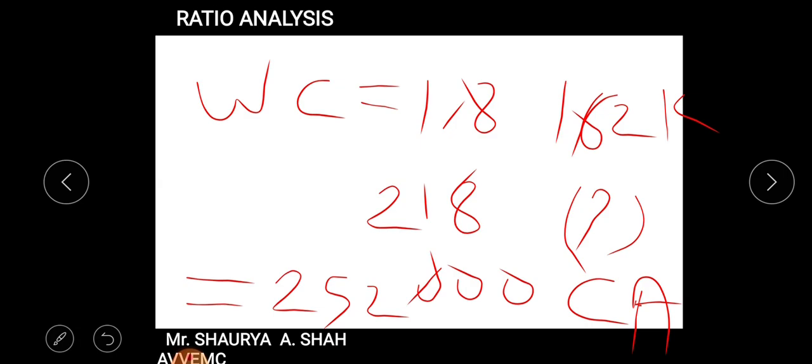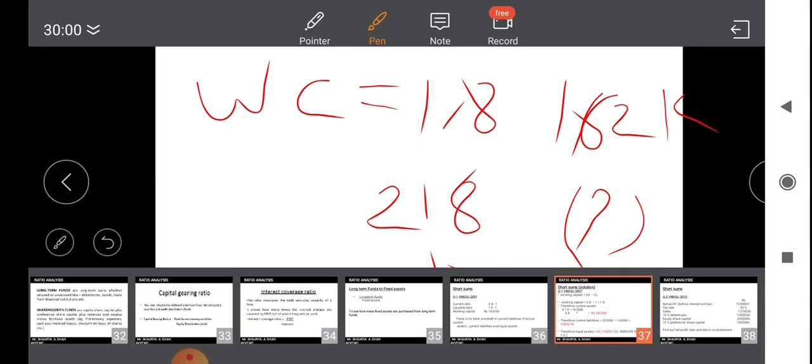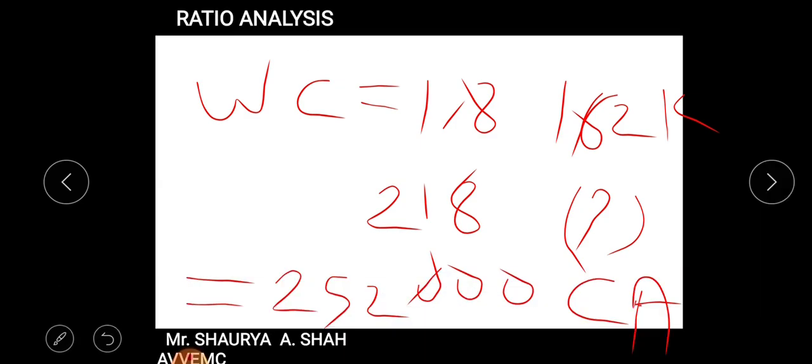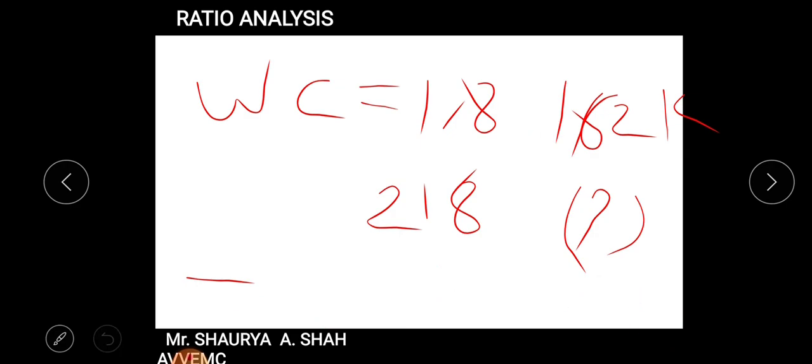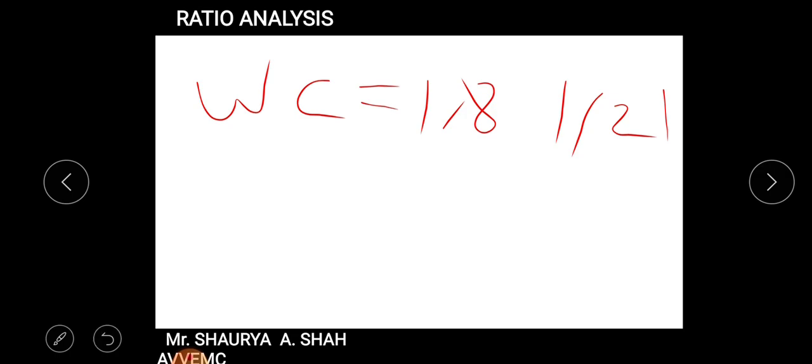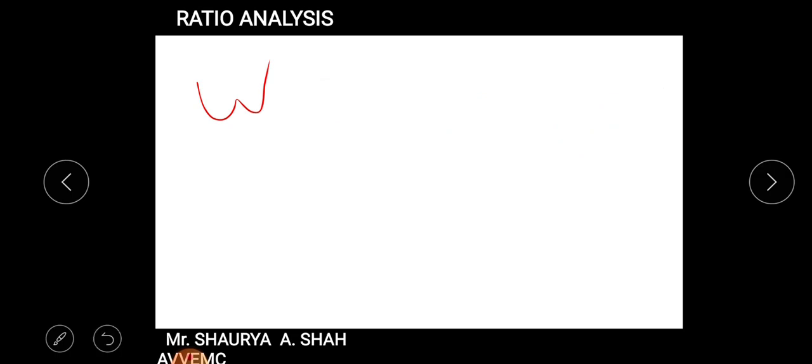So on the basis of working capital, I will get the answer of current assets, because 1.8 is my working capital, that is equal to 1,62,000. So what will be my 2.8? Current assets I'll get, that is 2,52,000. I suppose it is clear, each and everyone. Any doubts in that? No. Fine. So we have found out the answer of current assets. Now the next step is to calculate current liabilities.